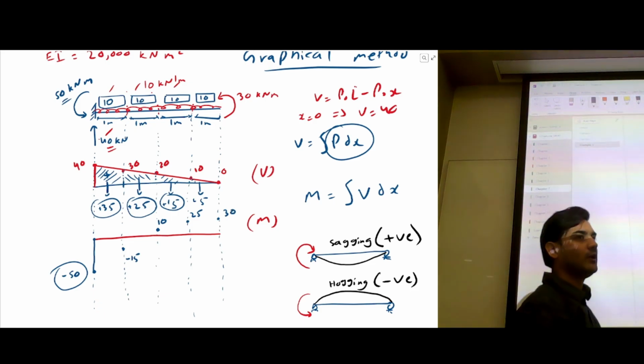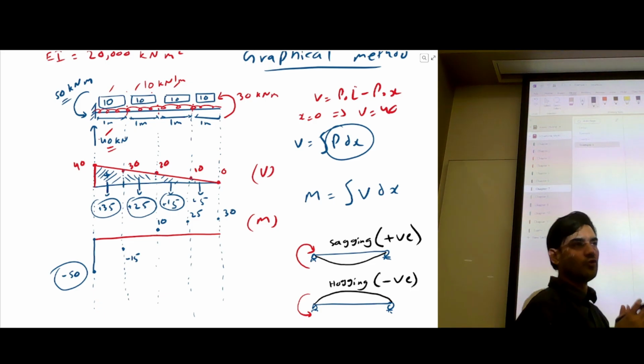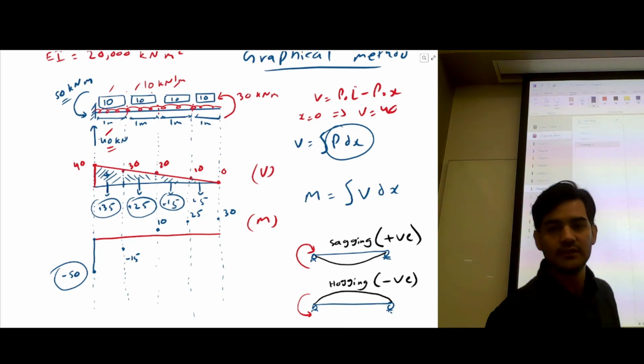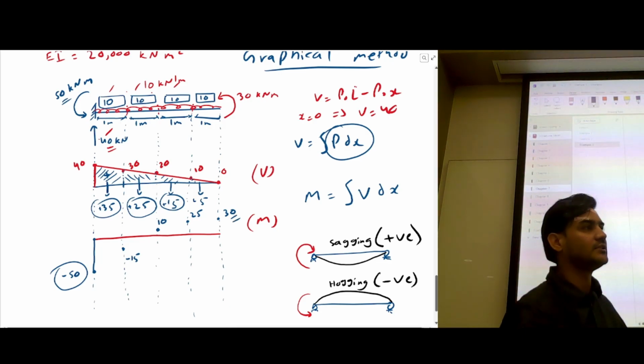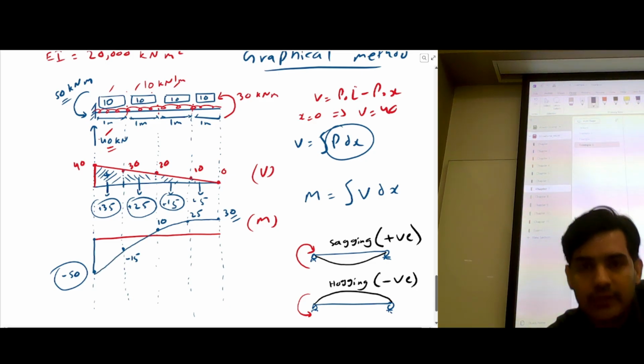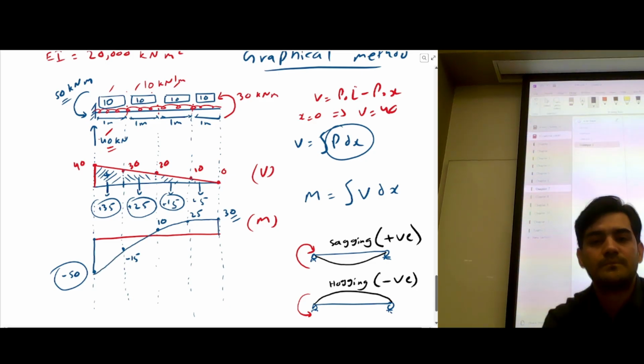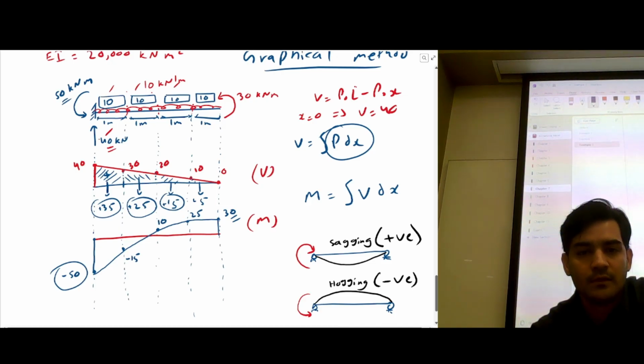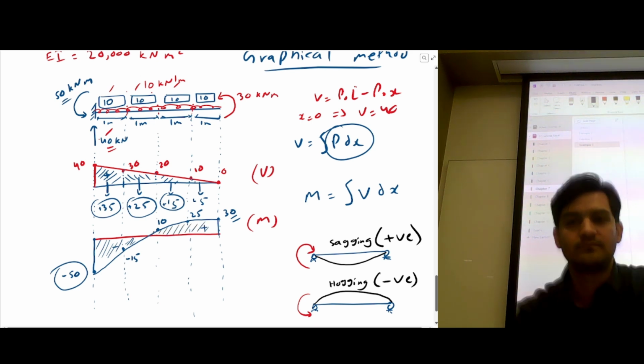And remember, when we used x is equal to 4, we got 30, right? This is what we got, which is the same from the graphical method as well. Now you just have to join the dots and you can get the bending moment. So this is the bending moment. This part is basically negative and all this part is positive.